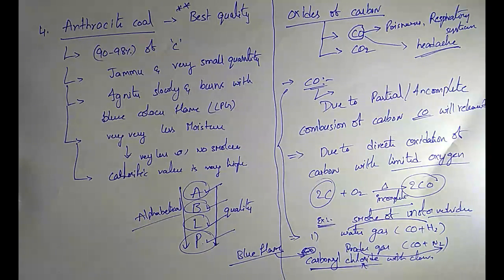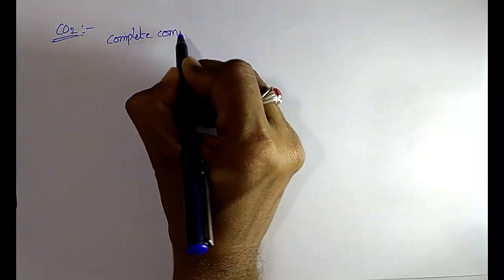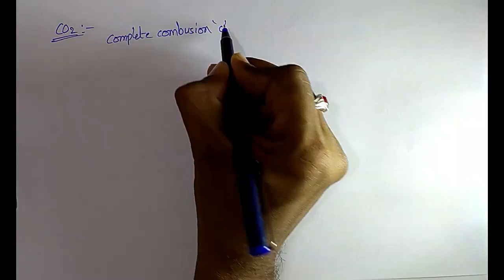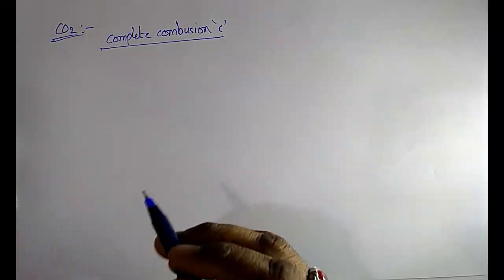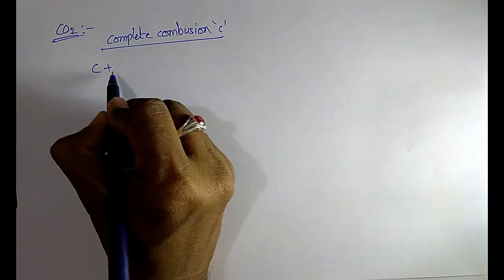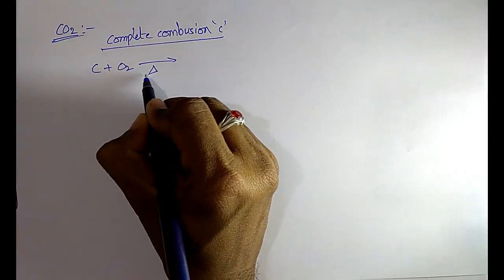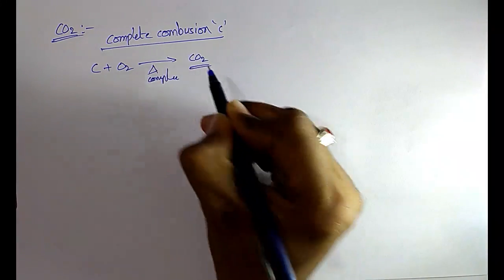The next oxide of carbon is carbon dioxide. It is obtained by complete combustion of carbon. We know that incomplete combustion of carbon will release carbon monoxide. The complete combustion of carbon, that is C plus O2, will release carbon dioxide.